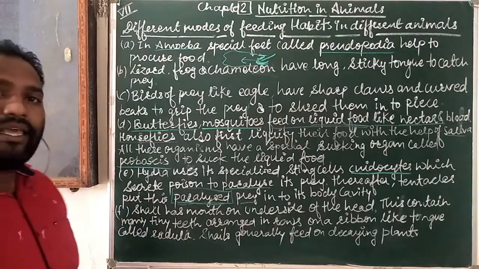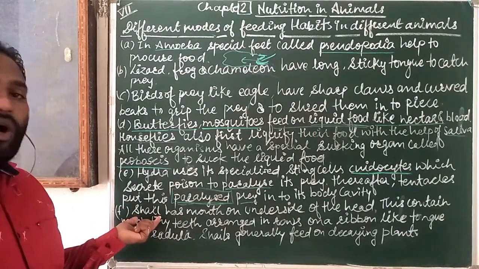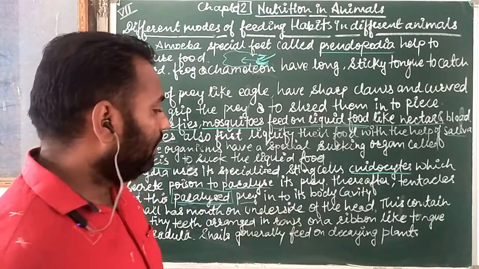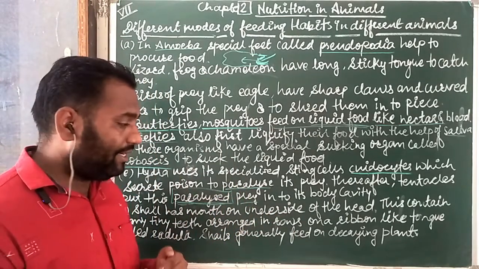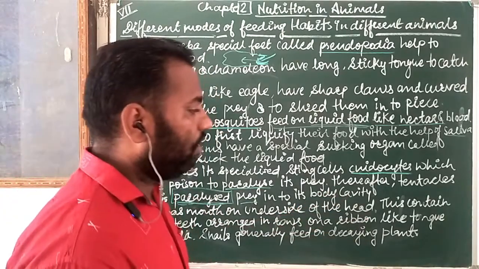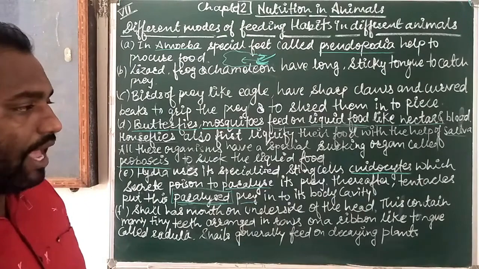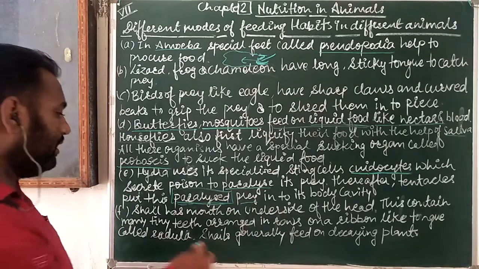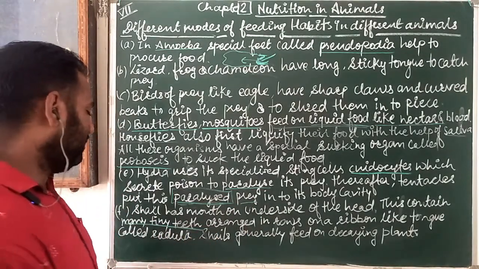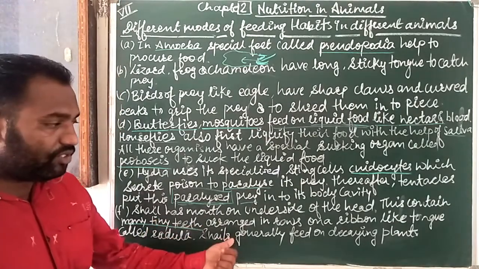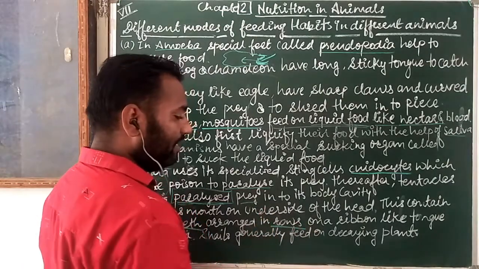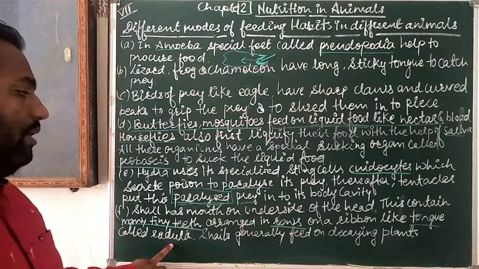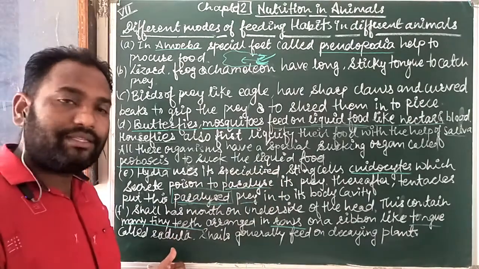Snail is like Pila, the apple snail. This is a sea organism, generally found at sea beaches. A snail has a mouth on the underside of the head. The mouth contains many tiny teeth arranged in rows on a ribbon-like tongue. This ribbon-like tongue is called the radula.